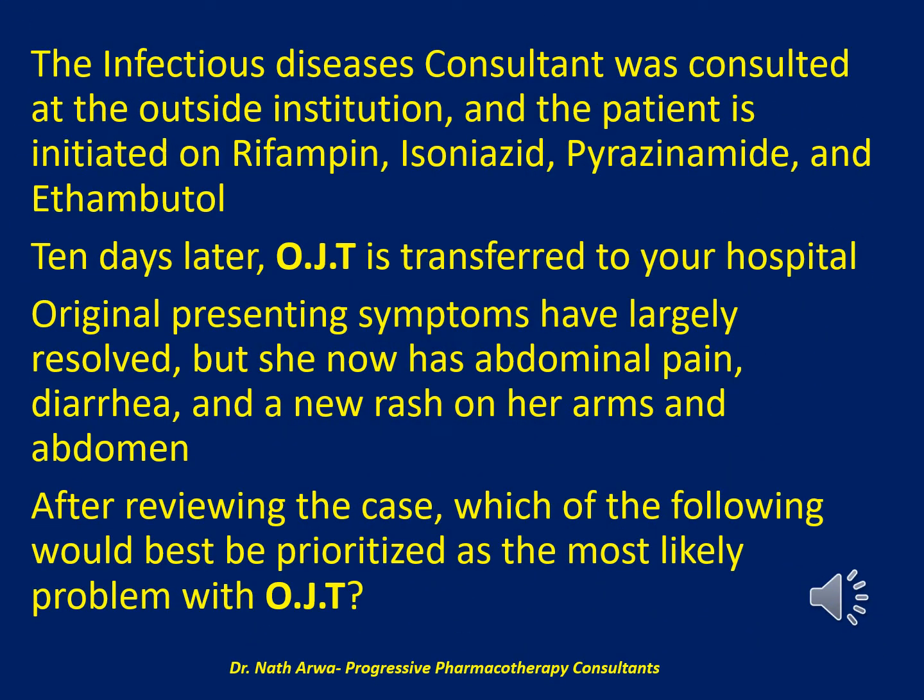The infectious diseases consultant was consulted at the outside institution, and the patient is initiated on rifampin, isoniazid, pyrazinamide, and ethambutol. 10 days later, OJT is transferred to your hospital. Original presenting symptoms have largely resolved, but she now has abdominal pain, diarrhea, and a new rash on her arms and abdomen. So my question to you is, after reviewing the case, which of the following would best be prioritized as the most likely problem with OJT?